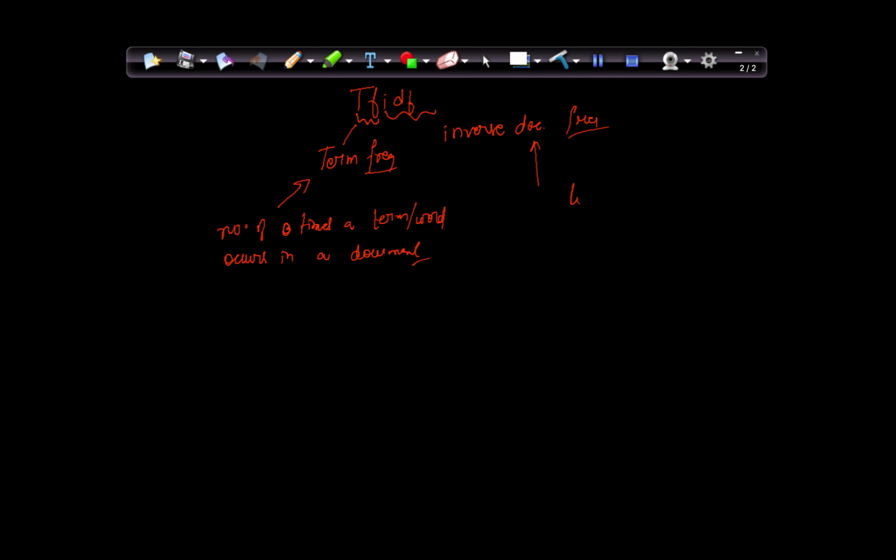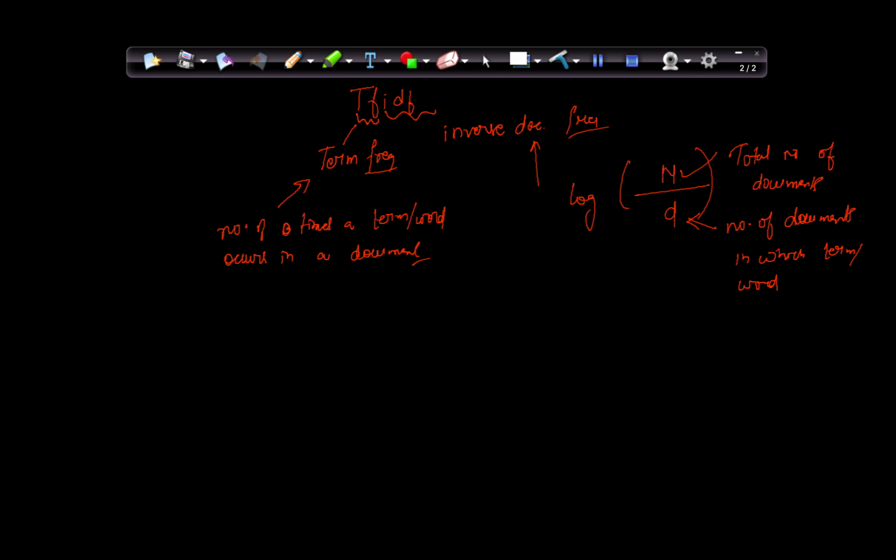What is inverse document frequency? Inverse document frequency is log of N upon d. Now what is N? N is the total number of documents. And what is d? d is the number of documents in which the term was present, the term or particular word for which we are calculating TF-IDF.